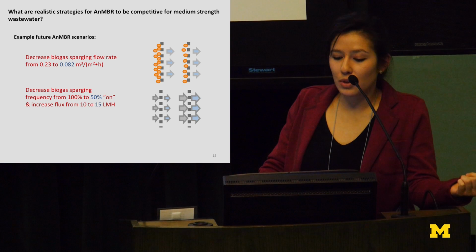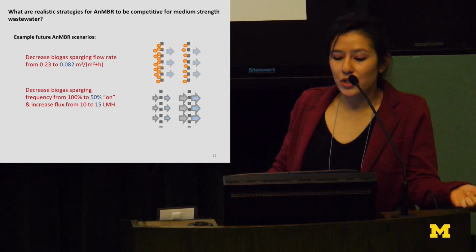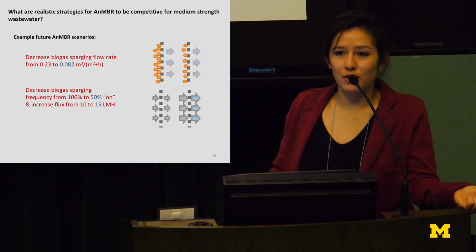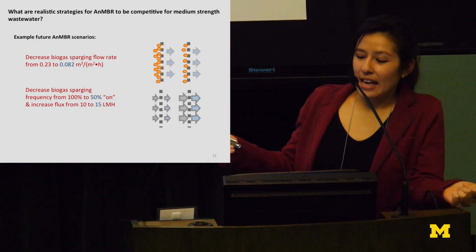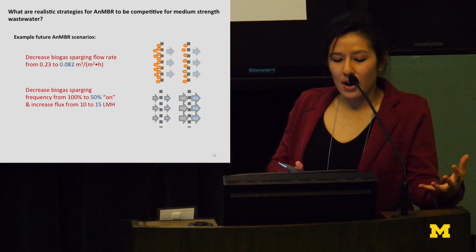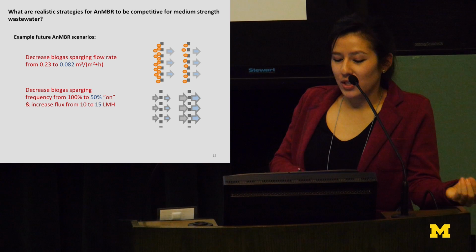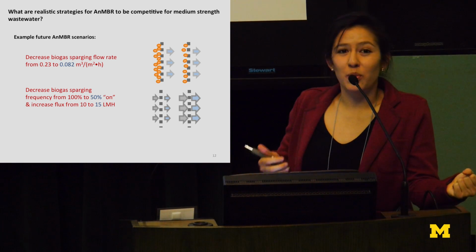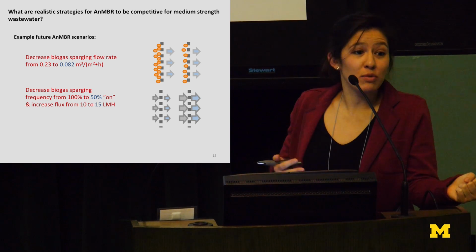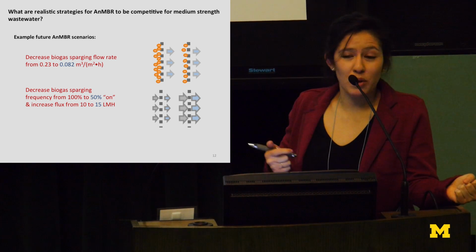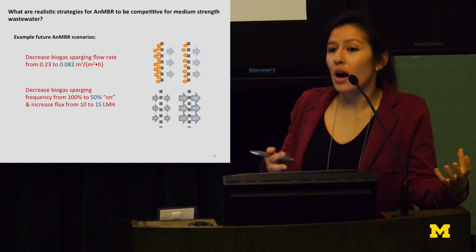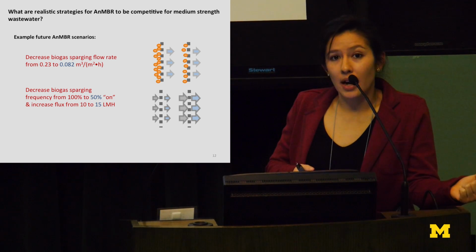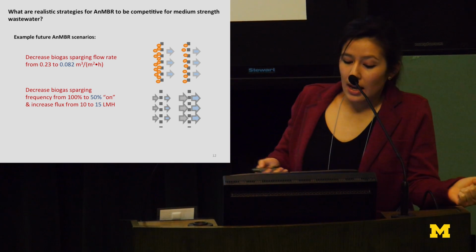And just to give two examples of future scenarios that we think are very realistic for anaerobic membrane bioreactor, if you operate an ANMBR with a biogas sparging flow rate of 0.082, which is what the current design SGD is for an aerobic membrane bioreactor, which is why we think it's very realistic, it will have a comparable net energy balance to high-rate activated sludge.